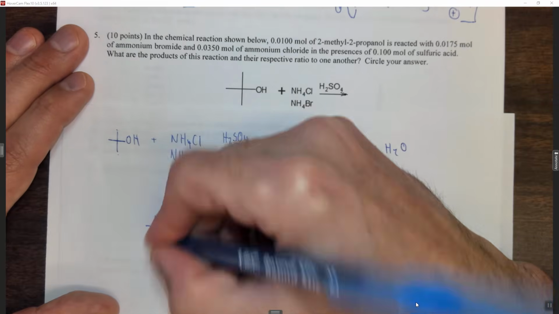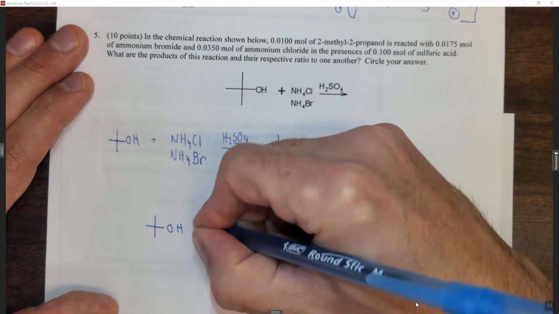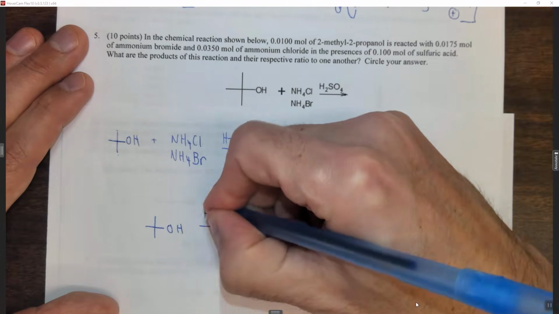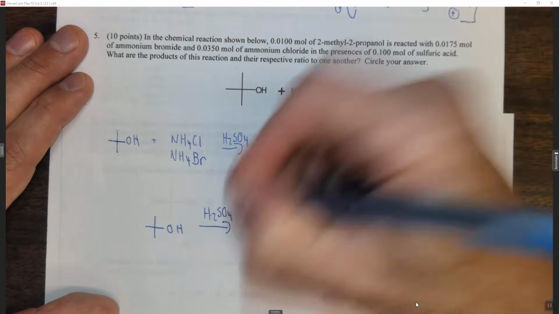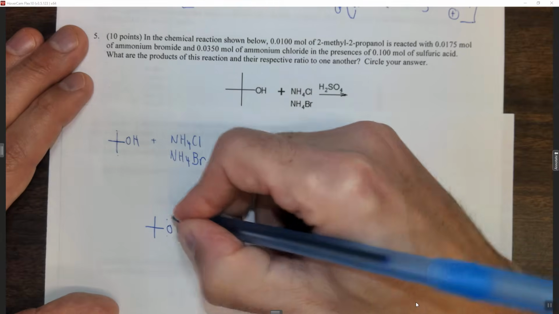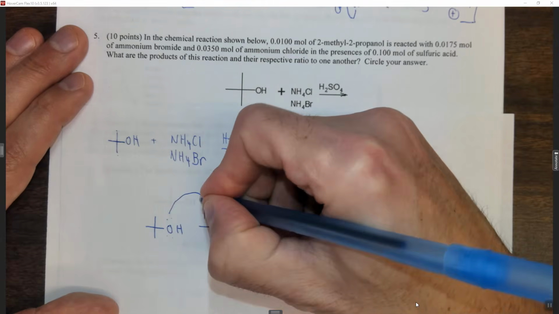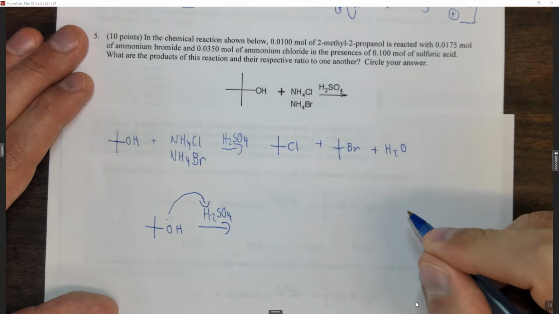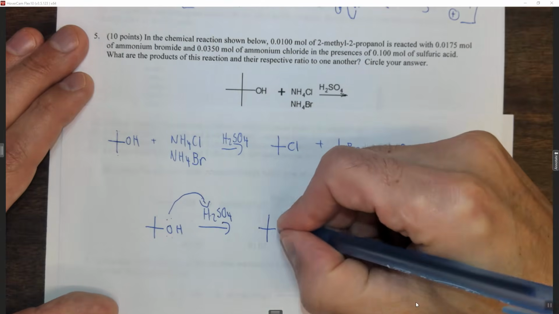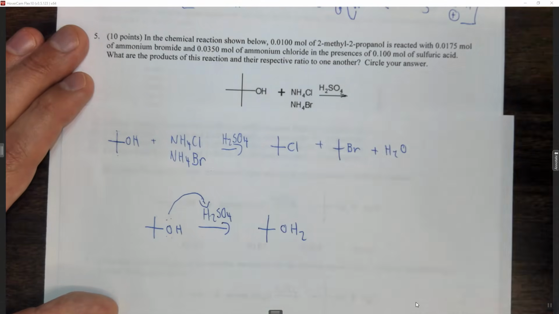So the first thing that's going to happen when we have this alcohol is OH is not a good leaving group. So the first thing that happens is protonation of this OH. We have a strong acid here. So the lone pair on this oxygen acts as a nucleophile. It attacks H+, which acts as the electrophile. And what we end up with is the protonated acid.